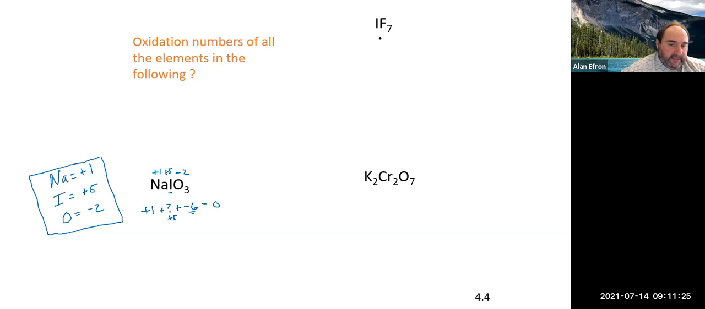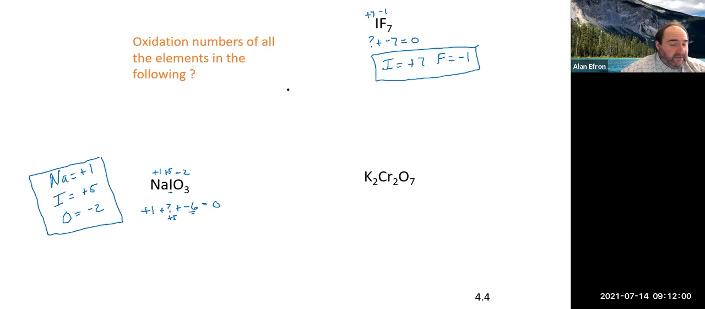Coming to the one up on top, that is fluorine. Only 2 things in this case. Fluorine, as we saw from our rules, is always -1. Again, there's no charge on this whole thing, which means if we do our little math here, that's going to be -7 going to equal 0. In this case, we should be able to see that the iodine is actually going to be +7. So our iodine is +7, our fluorine is -1.